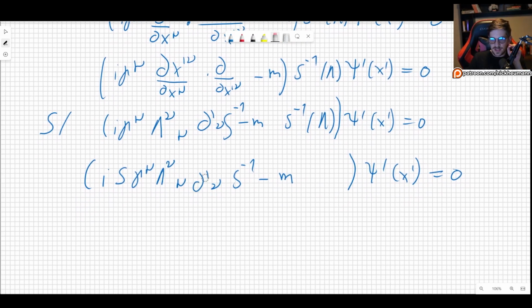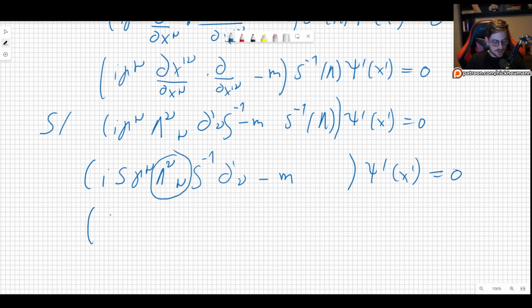But notice that d prime_nu we can just pull all the way to the right. We don't really expect these S matrices to be changing in space. So we are just going to put S^-1 d prime_nu. Another thing we can do is put this lambda all the way to the left, just to rearrange it. Again, this is a number, so we can commute it with everything.